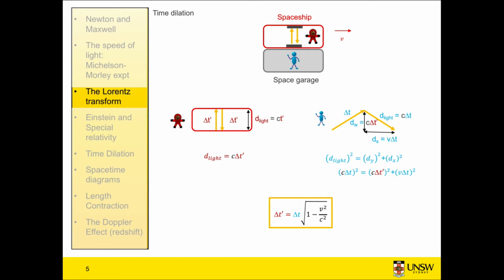And since we know that v is always less than c, that means that that square root term, 1 minus v squared on c squared, is always less than 1. So what that means is that the time interval that passes in the rocket, as seen from the space garage, is longer. That is, in the time 1 second passes in the space garage, less than 1 second has passed on the rocket ship. So time takes longer to pass for things travelling at relativistic velocities. And this is the phenomenon called time dilation.